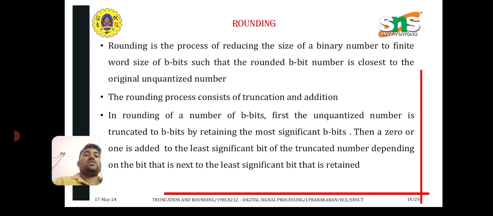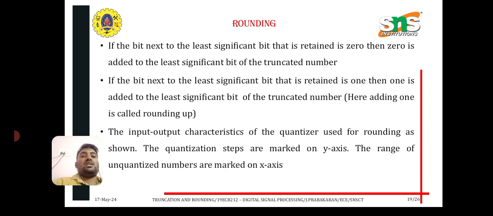Next is rounding. Rounding is the process of reducing the size of a binary number to a finite word size of b bits such that the rounded b-bit number is closest to the original unquantized number. The rounding process consists of truncation and addition. If the bit next to the least significant bit that is retained is 0, then 0 is added to the least significant bit of the truncated number. If that bit is 1, then 1 is added to the least significant bit of the truncated number.